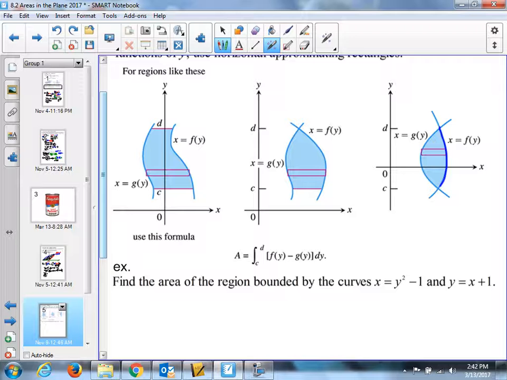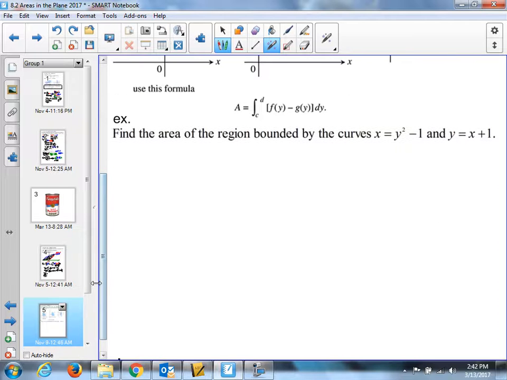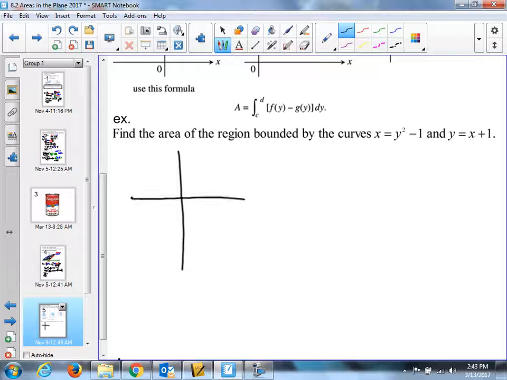Now, pardon me, find the area of the region bounded by the curves x equals y squared minus 1 and x equals y plus 1. Well, y squared minus 1 is just a parabola on its side. It's not a function, it's an expression or a relationship. We'll do that. Actually, we just had that one up here with the example I had earlier, right? Okay, there's my x equals y squared.